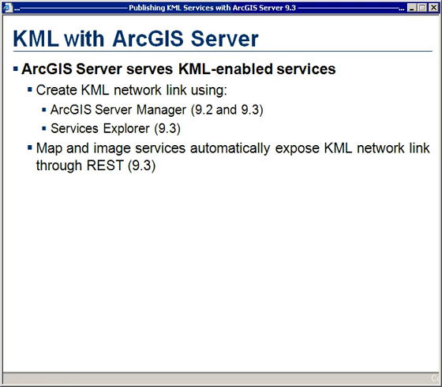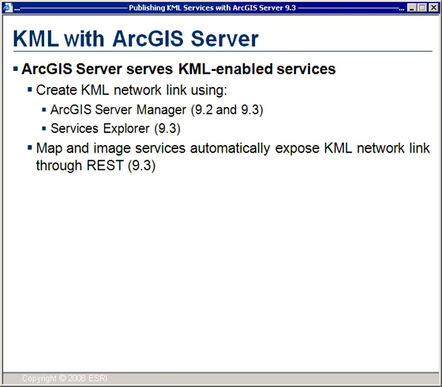And there's kind of three ways that you can work with that network link. Now, you can create your own network link. So if you want to create that KMZ file, you can create it through ArcGIS Server Manager. And that was available at 9.2, and then also available at 9.3.